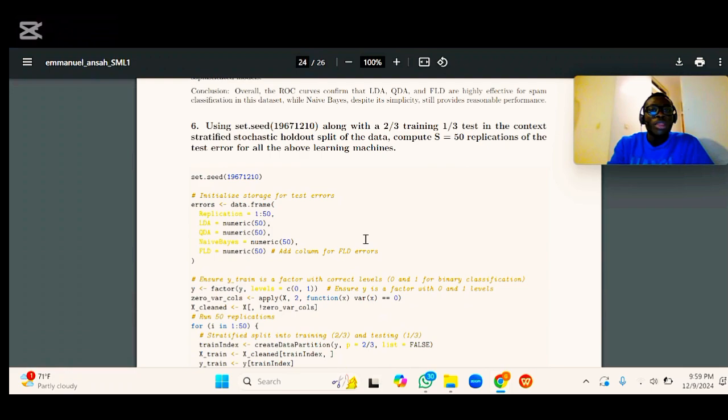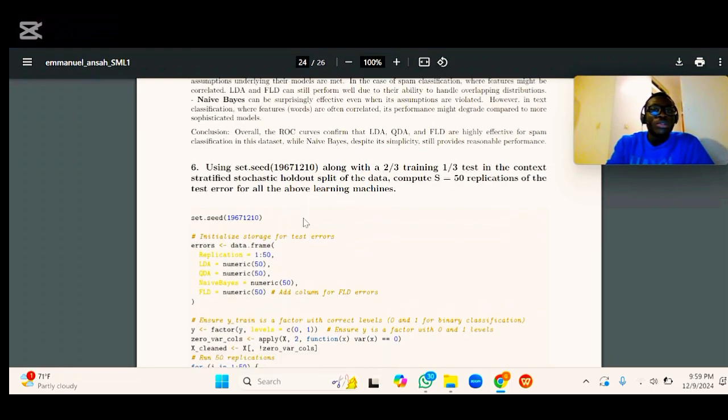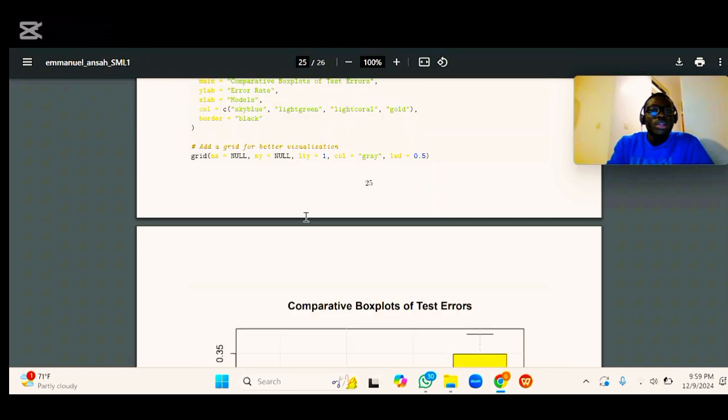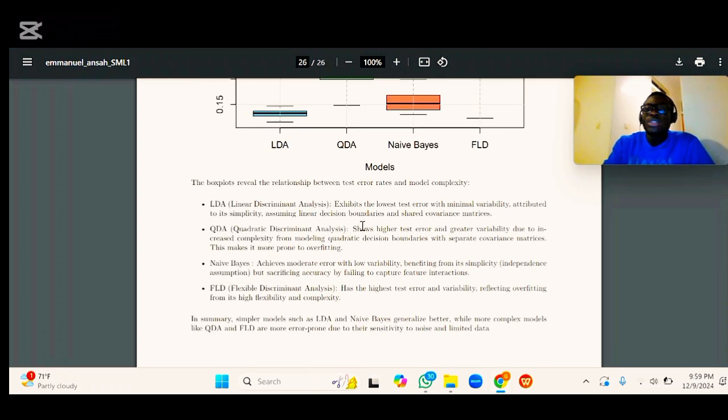And upon doing a stochastic holdout of the errors in our models, I found out that our LDA was performing the best. It had the least errors among all of them. So in conclusion, the LDA was the best fit model for our data.